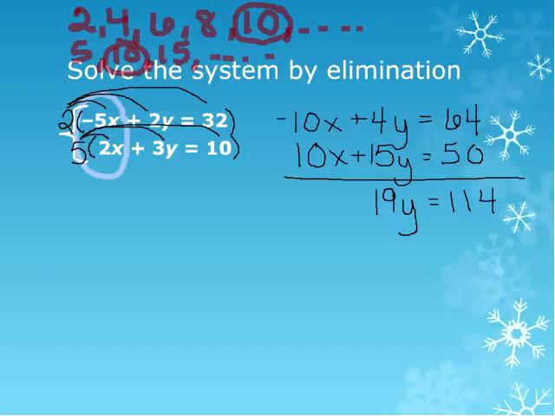114. All right, we're definitely going to need a calculator here, unless you're really good with your times tables. But we want to divide by 19. What is 114 divided by 19? A 6. All right, I'll stop here. Any questions up to this point?